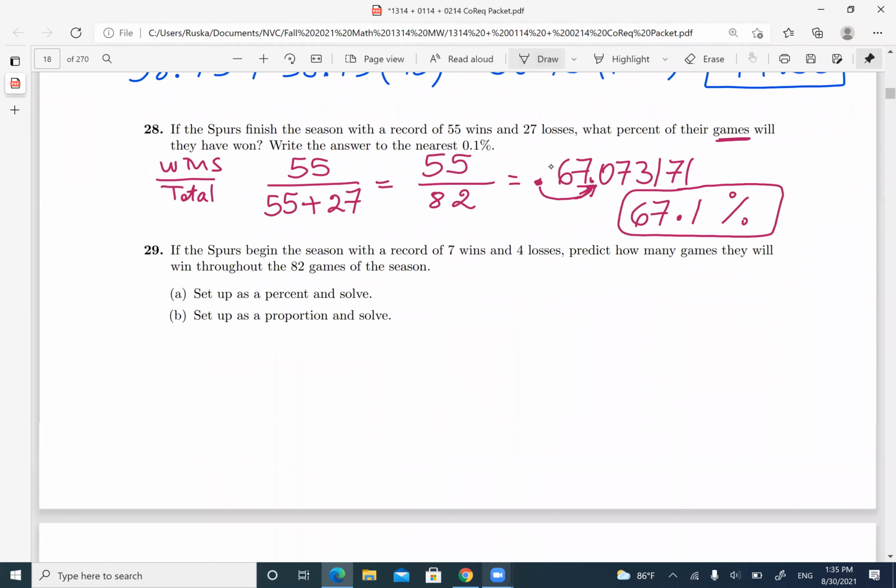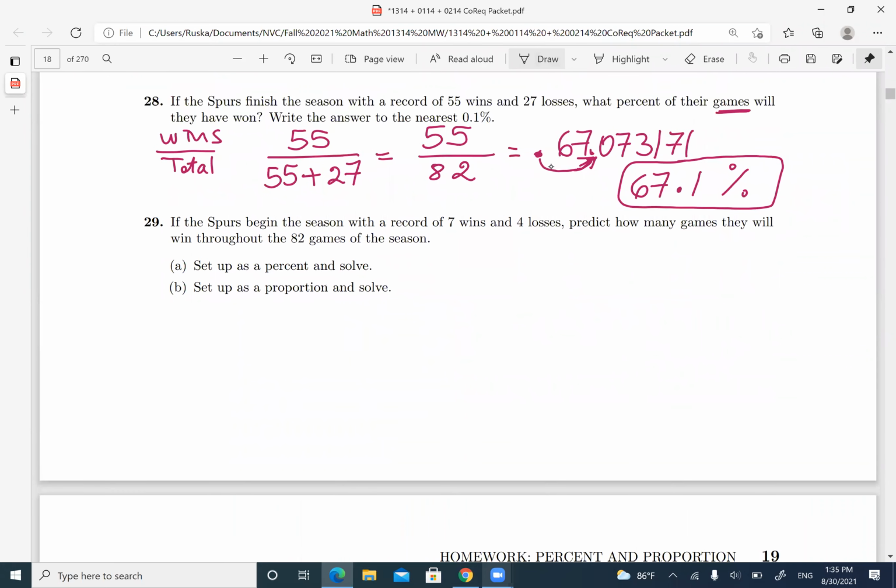Okay, and then we have one more in this page, which is if the Spurs begin the season with a record of 7 wins and 4 losses, predict how many games they will win through the 82 games of the season. So here is the question somebody was asking in the beginning on your homework. So here we have to solve this in 2 different ways, okay?